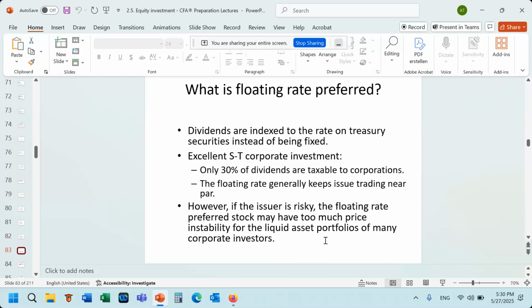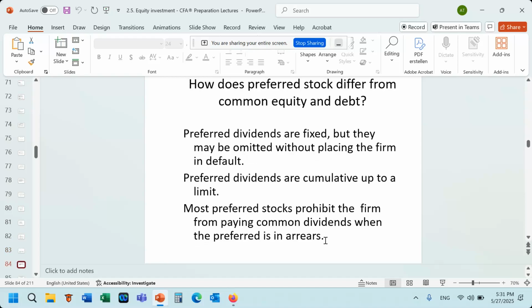What is a floating rate preferred? The dividends of this preferred stock change over time. Usually it is tied to a government security, if it's in the US, a treasury security, plus some additional amount on top of it. So these dividends actually change over time. This is pretty much to allow you to be compensated for inflation or other changes in the company.